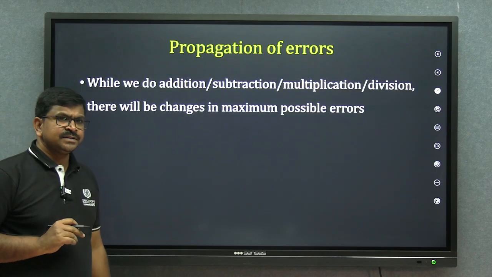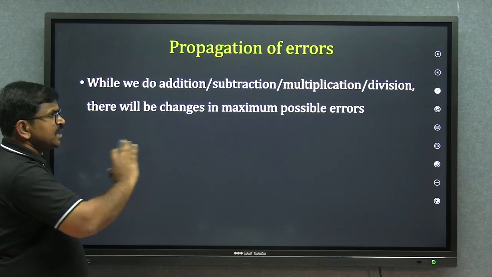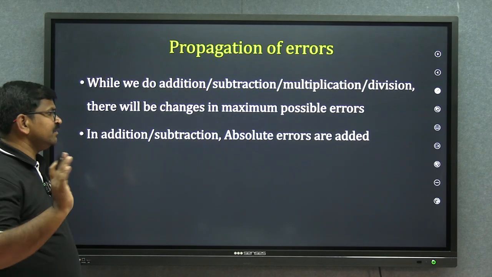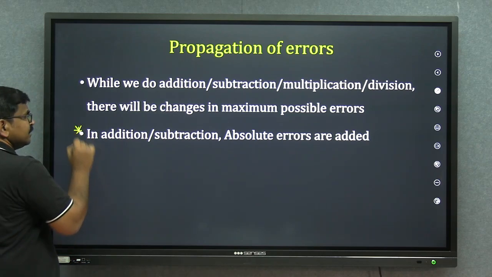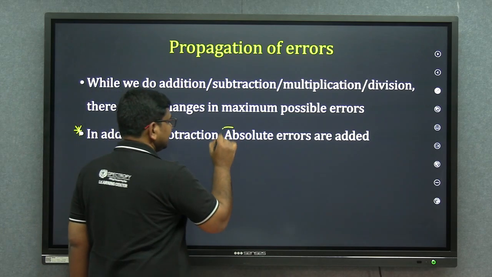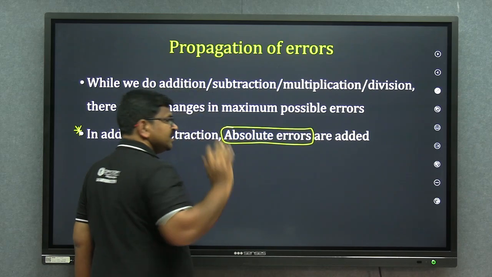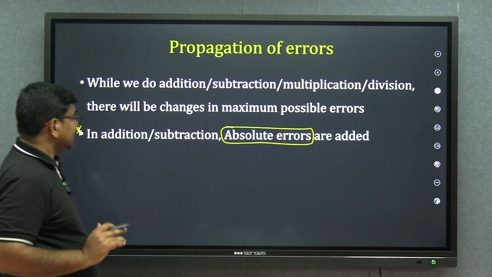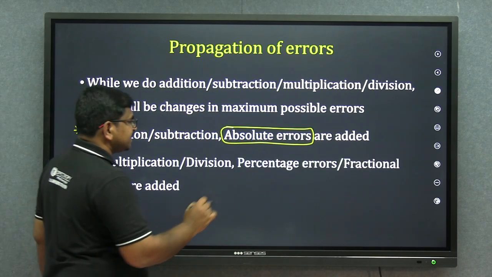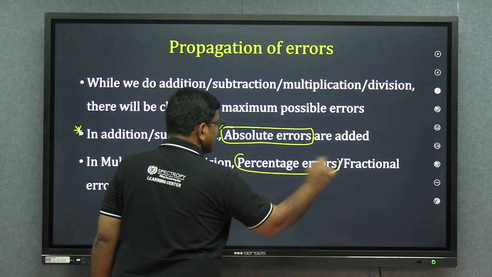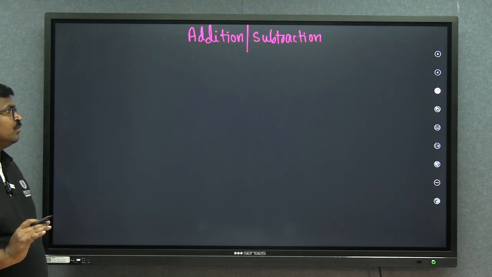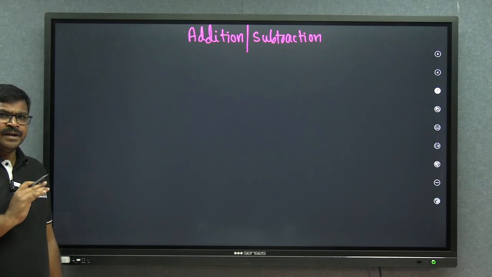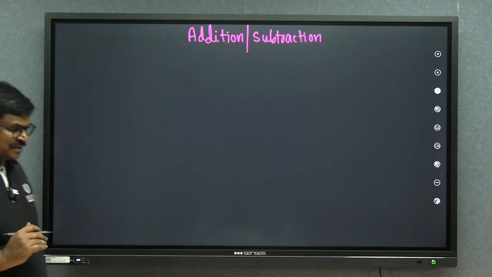In propagation of errors, there might be addition, subtraction, multiplication or division. Remember, in addition or subtraction, absolute errors are added. In multiplication and division, percentage errors or fractional errors are added. This is the working rule. So let us discuss addition and subtraction.